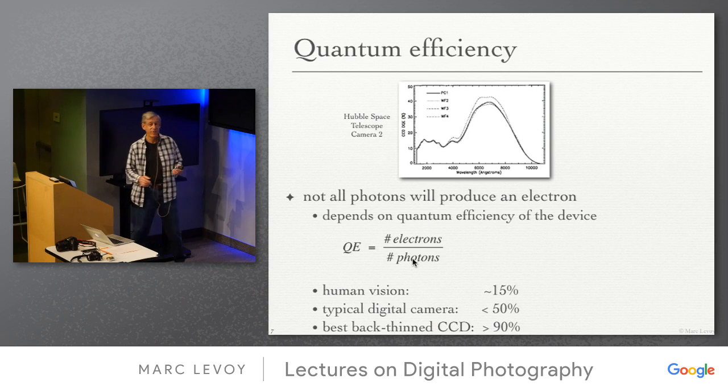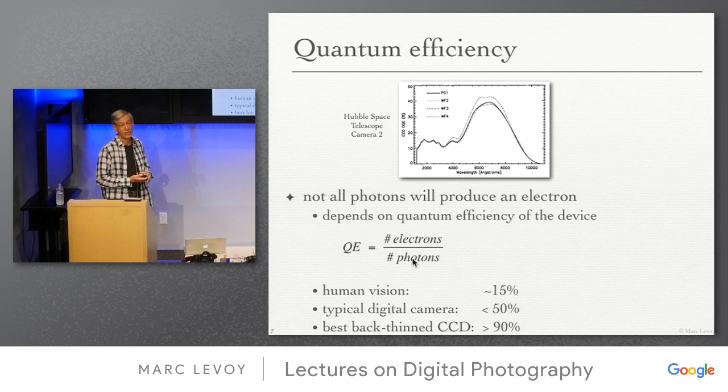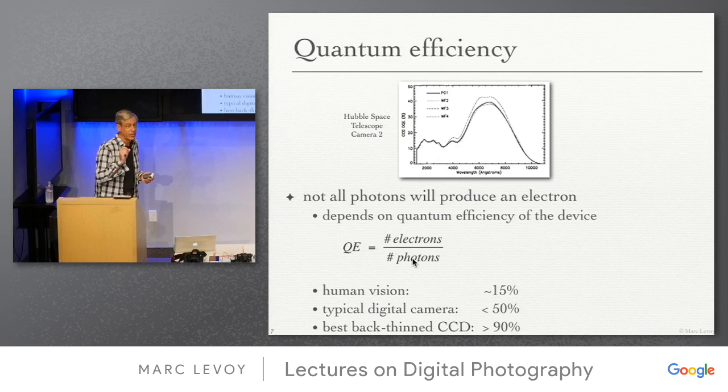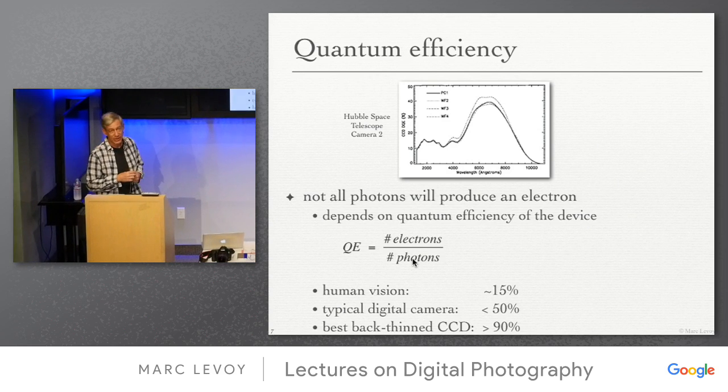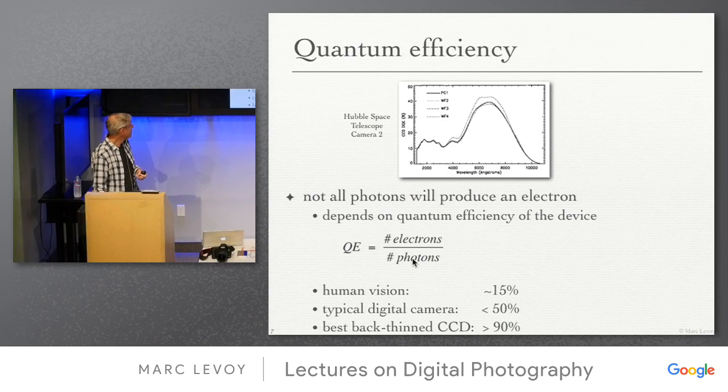So here are some actual figures. The human visual system is surprisingly low. We can detect a single photon sometimes, but a lot of them are lost to scattering. So the quantum efficiency is low. More is lost due to scattering as you get older. A digital camera might be something like 50%. The best back-thinned CCD sensor might be 90%. So that's sort of the range of quantum efficiencies.